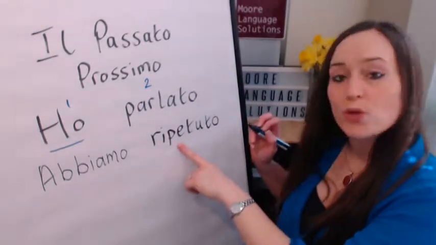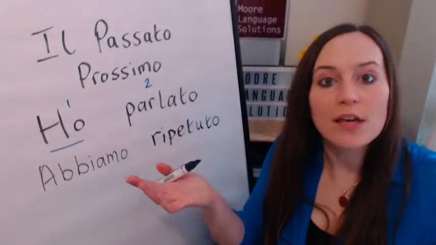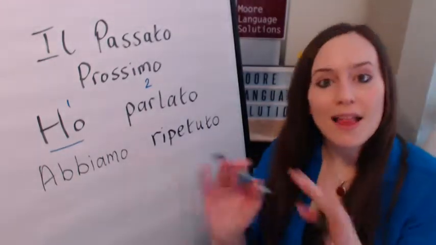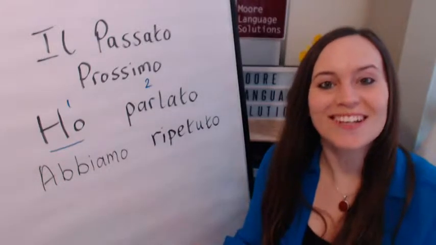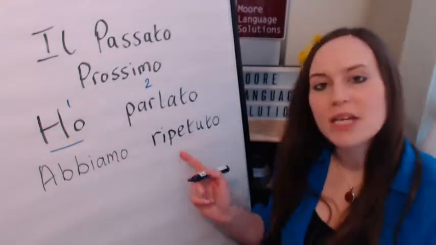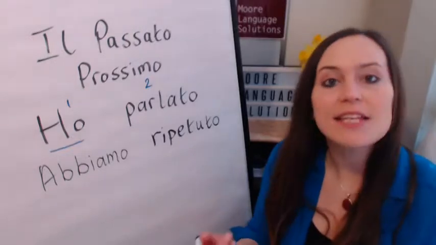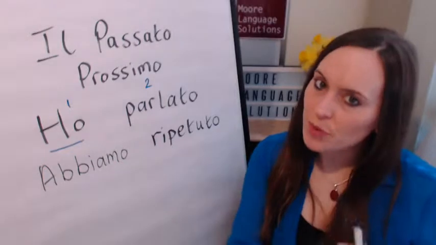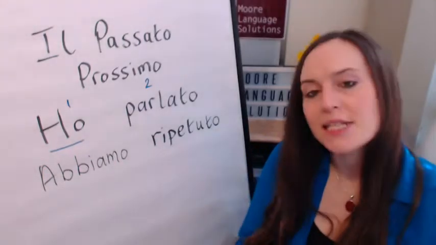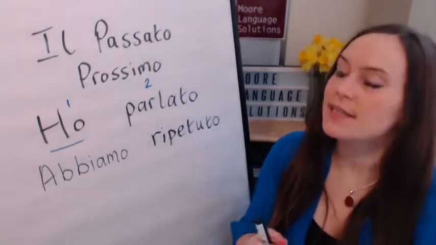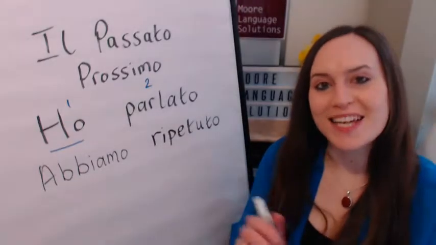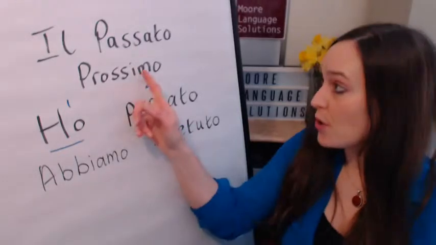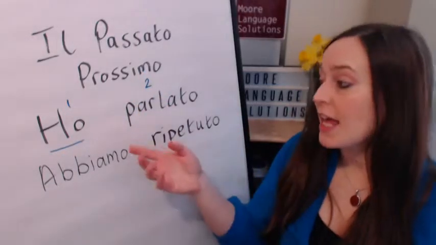Abbiamo ripetuto. Che cosa? Che cosa abbiamo ripetuto? Abbiamo ripetuto la frase in italiano. Sì, we have repeated the phrase or the sentence in Italian. We have repeated, we repeated. Now, it is worth pointing out, as I said in lessons, there are two ways that you can translate this passato prossimo tense in English.